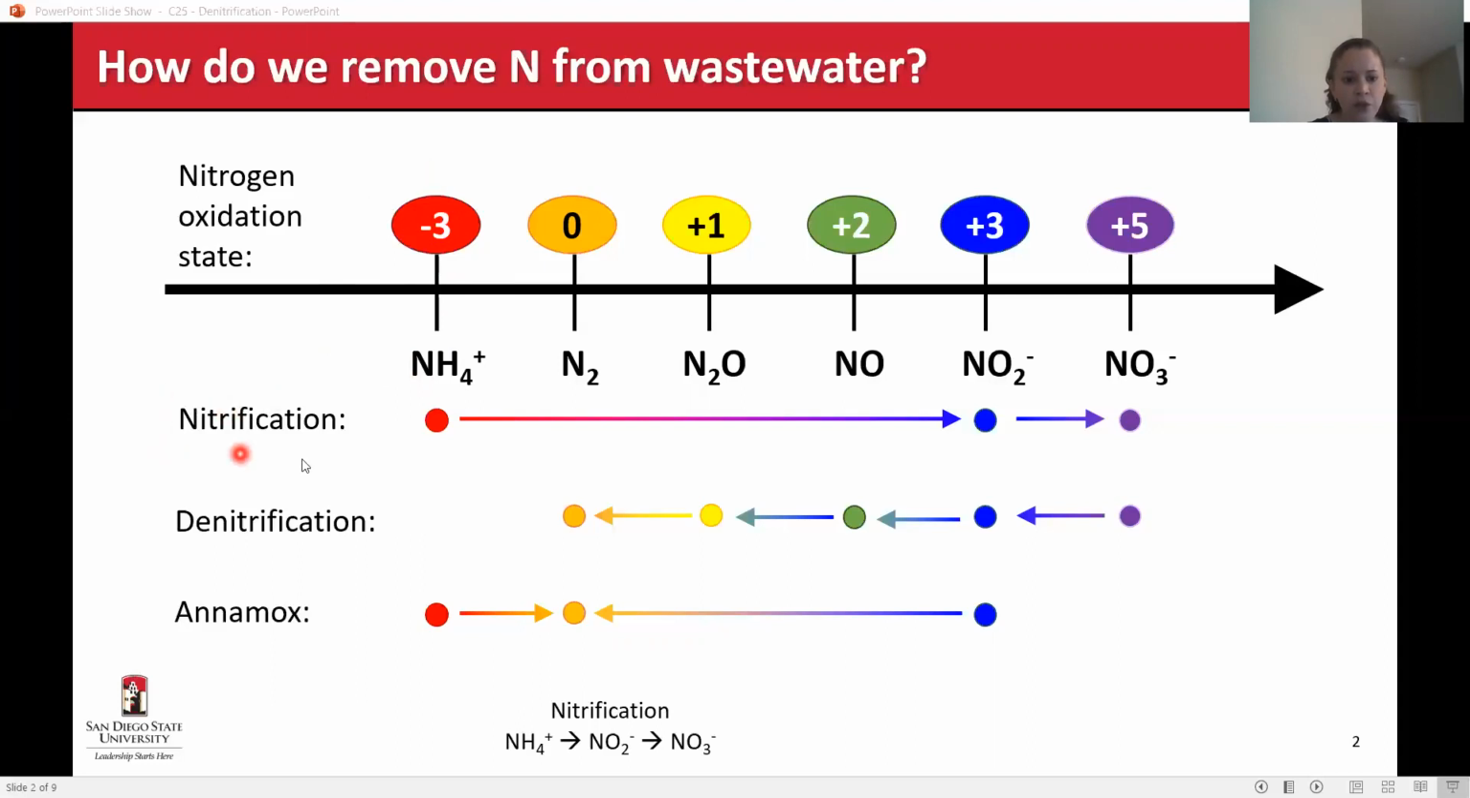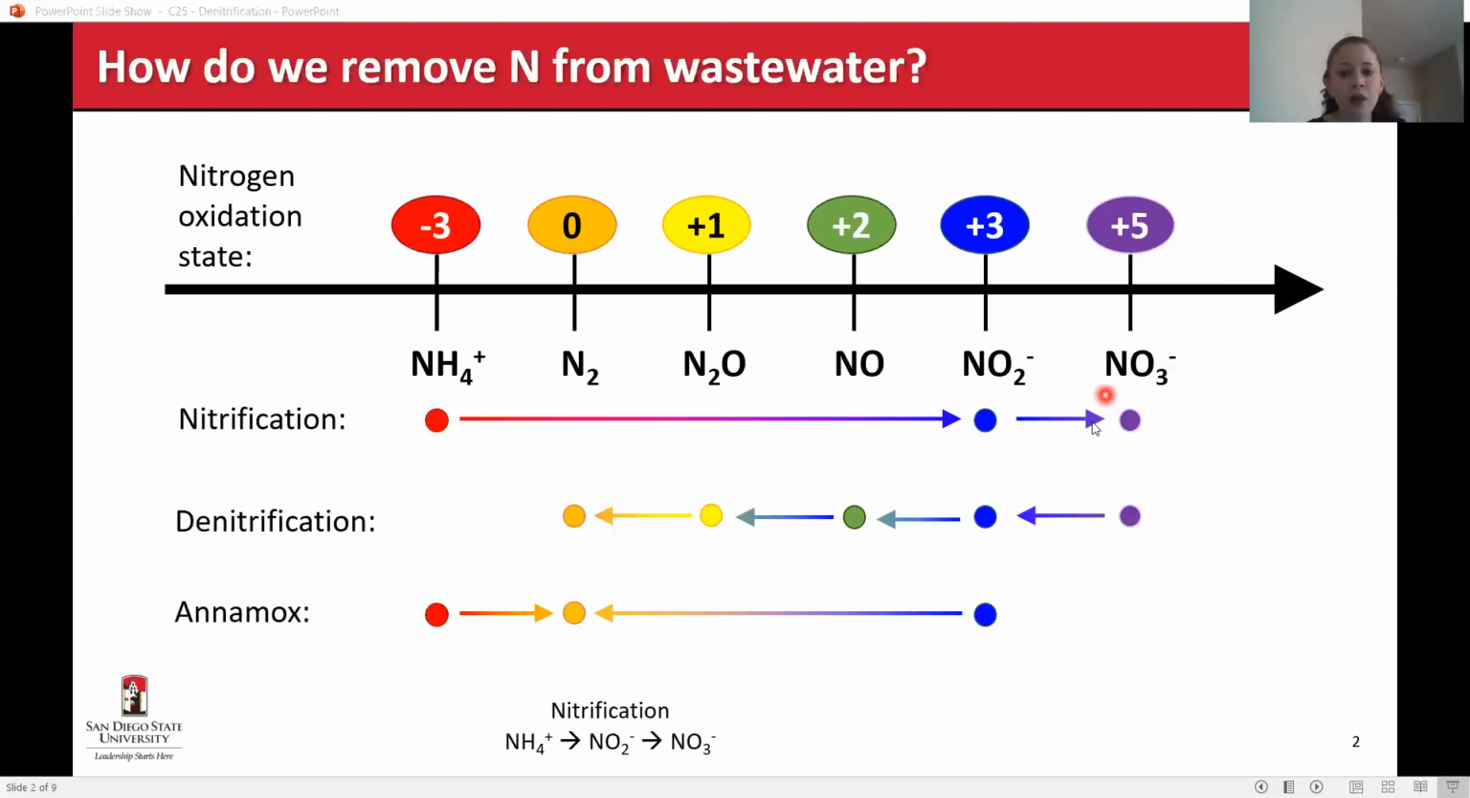So what we first learned about was nitrification, and that's where we take our ammonium, and the first step is going all the way from ammonium to nitrite, and that's done with our nitrosifiers, and then our nitrifiers pick up and take that nitrite and convert that into nitrate. So this is an oxidation process that takes us from a -3 oxidation state of the nitrogen all the way to a +3 in our first step, and then up to +5 in our nitrogen oxidation state.